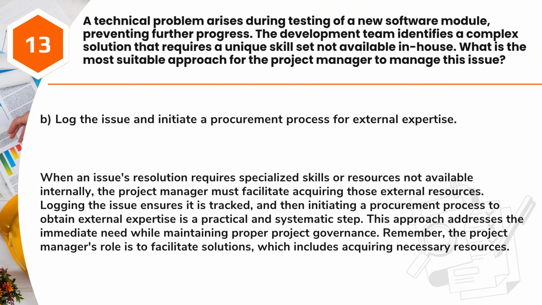Answer: B. Log the issue and initiate a procurement process for external expertise. When an issue's resolution requires specialized skills or resources not available internally, the project manager must facilitate acquiring those external resources. Logging the issue ensures it is tracked, and then initiating a procurement process to obtain external expertise is a practical and systematic step. This approach addresses the immediate need while maintaining proper project governance. Remember, the project manager's role is to facilitate solutions, which includes acquiring necessary resources.